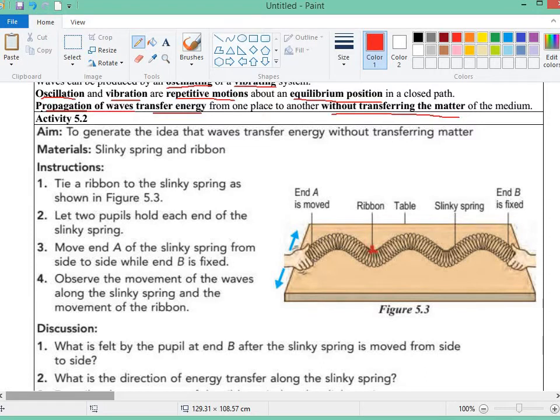This is one way of moving to produce a wave, left and right. Another way is you compress. Don't let go like that, because there's a chance that you will get a tangle. And when you get a tangle, you need to buy a new one and replace it. So there are two ways to do it.